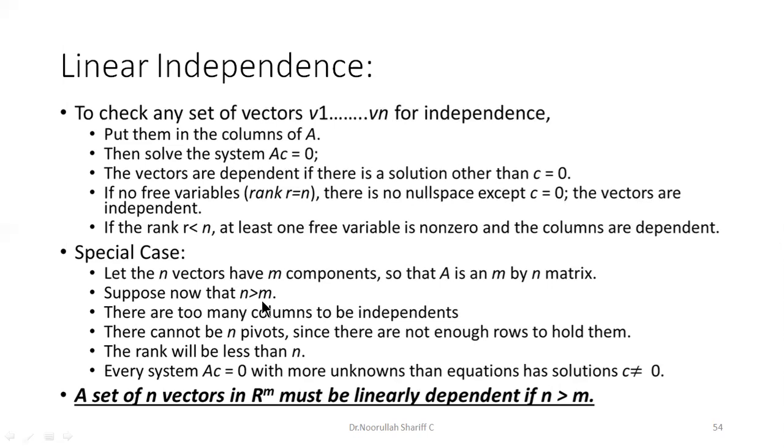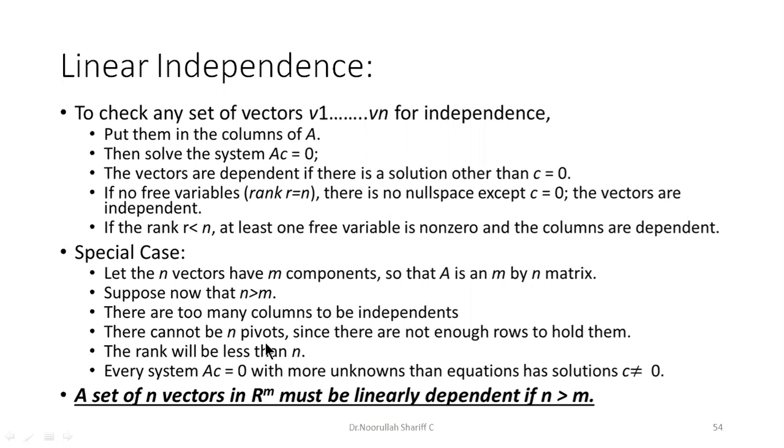The rank will naturally be at most m, and at least n minus m will be the number of free variables, and hence we will get dependent columns. There are too many columns to be independent. If n is greater than m, one of the columns will definitely be dependent on the others.